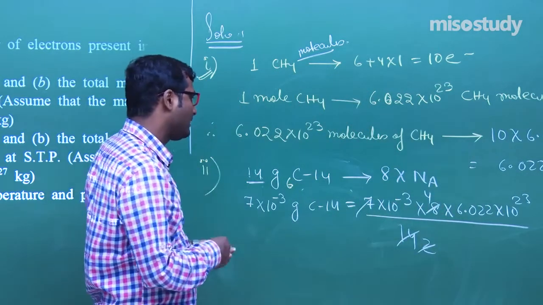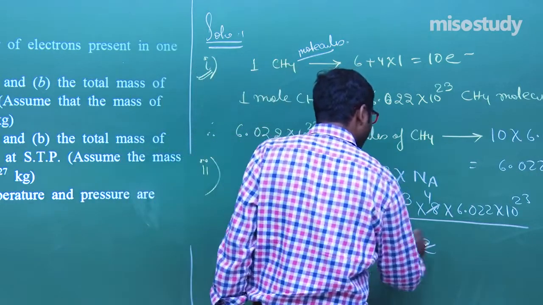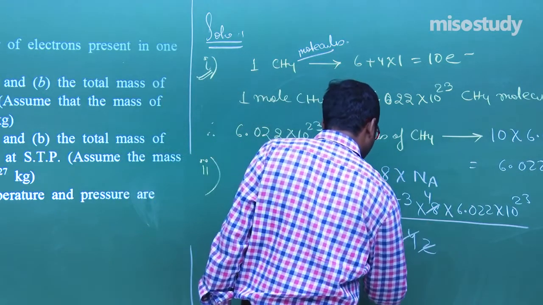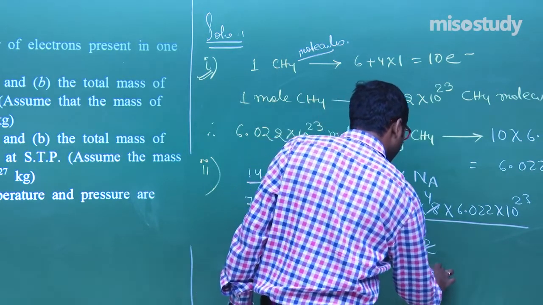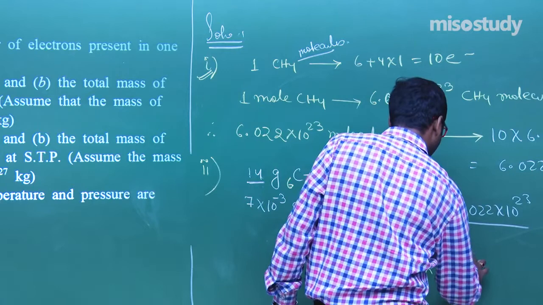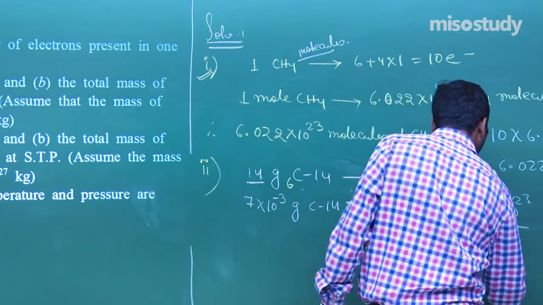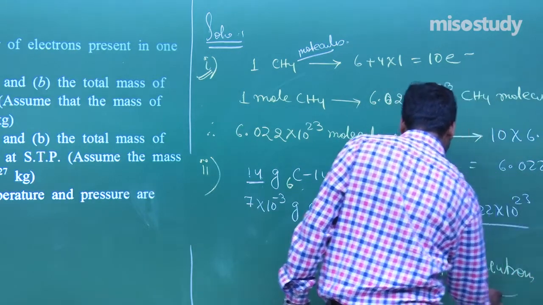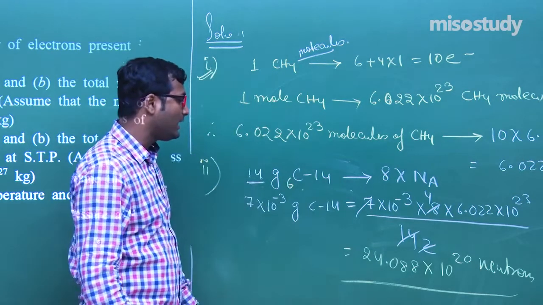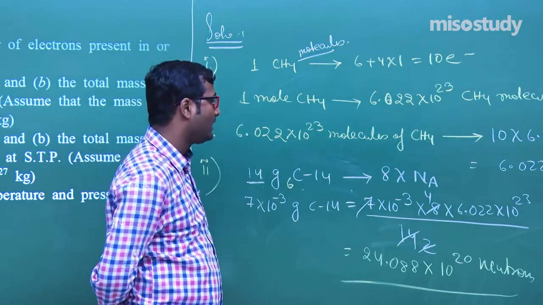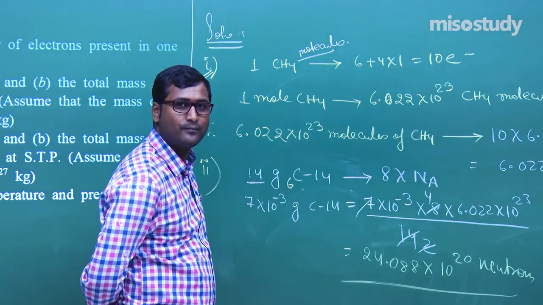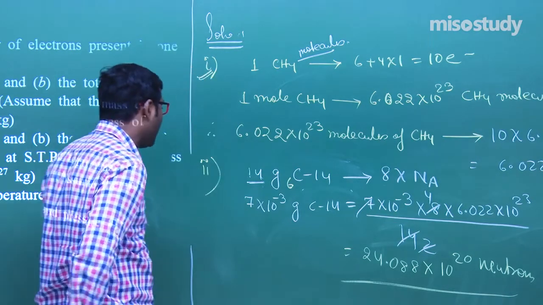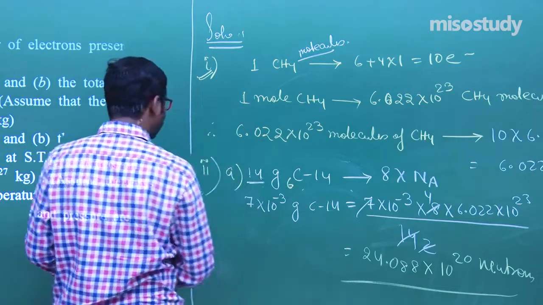Clear? That is almost what we get here, 24.088 into 10 to the power 20 neutrons. Here, neutrons 10 to the power 20. 24.088 into 10 to the power 20 neutrons. This is the answer. Clear? Now this is the first part. What is the second part?